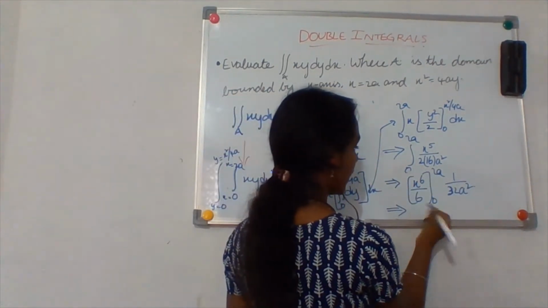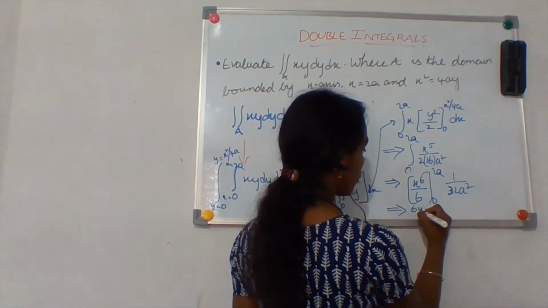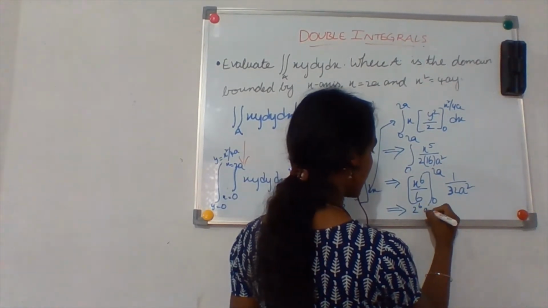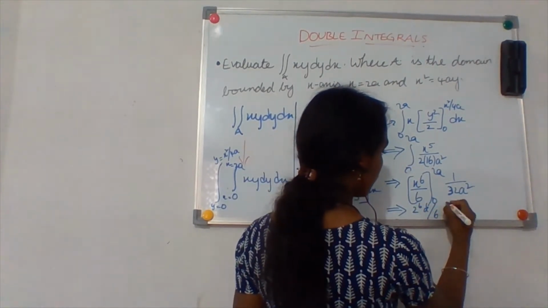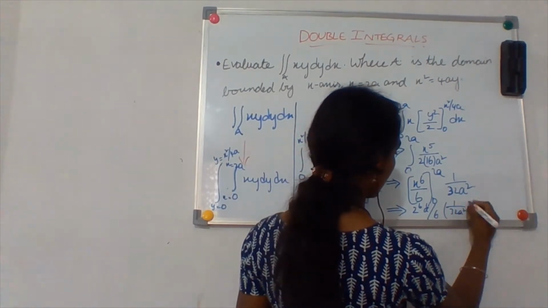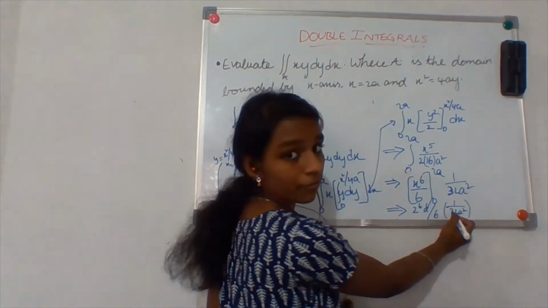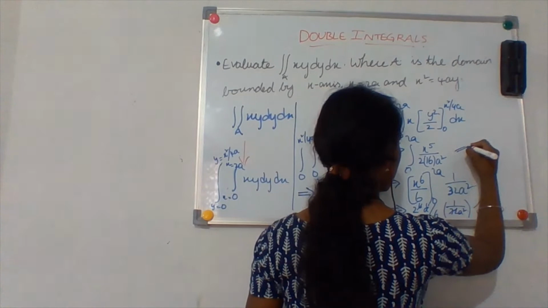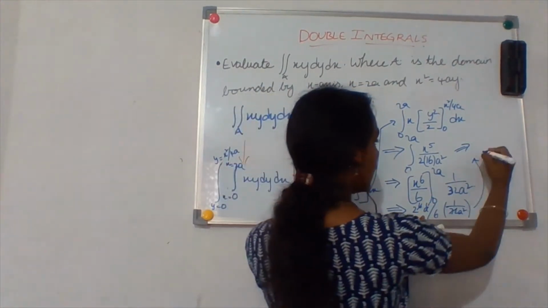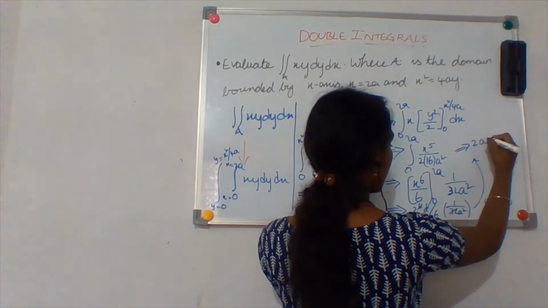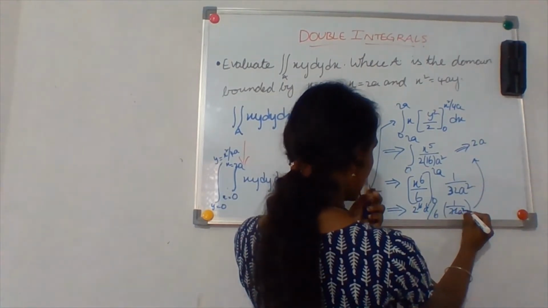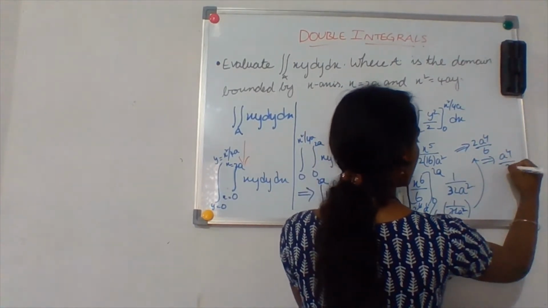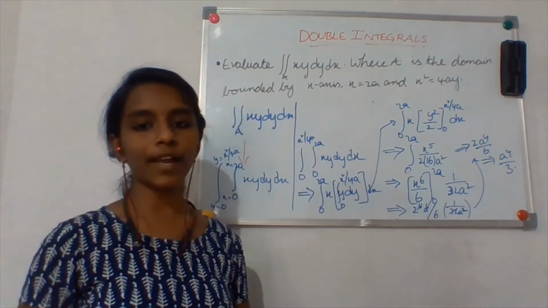And if I put 2a, I will get 64 a power 6. I'll write it directly: 2 power 6 into a power 6 by 6 into 1 by 32 a square. So this is 2 power 5 and one 2 will be left over here. So that will become 2 into a power, this is square, right? So a power 4 by 6, that implies a power 4 by 3. So that is the final answer.